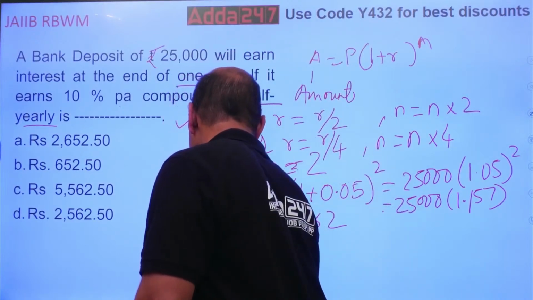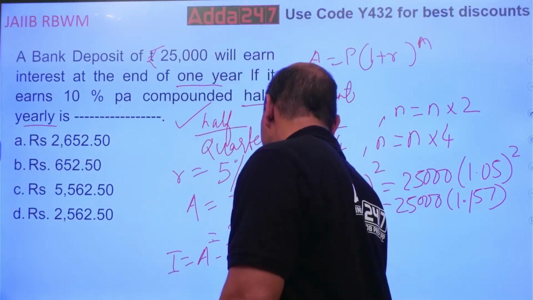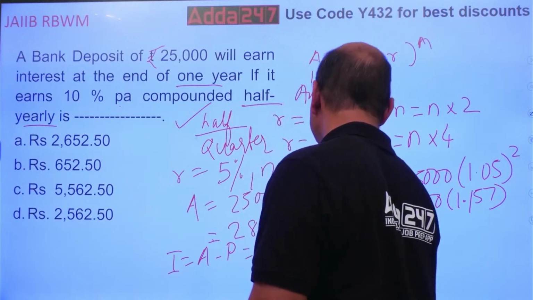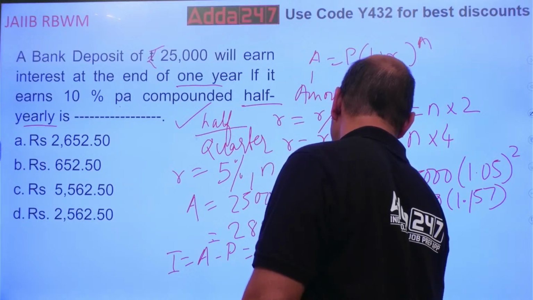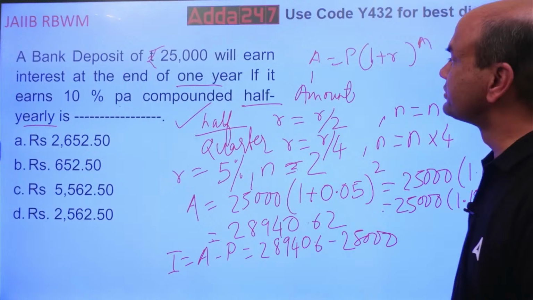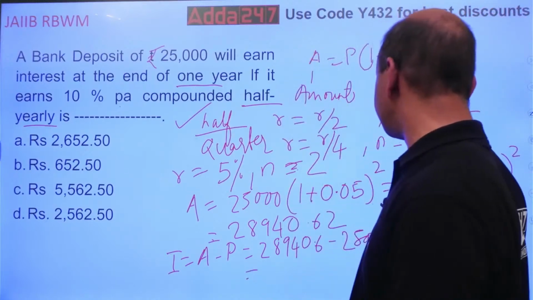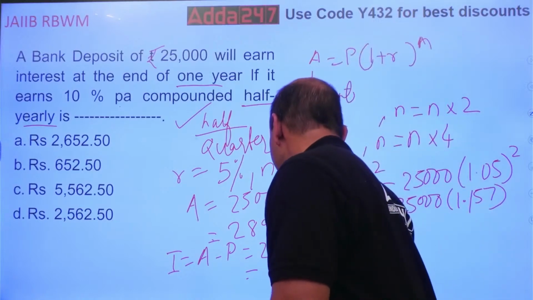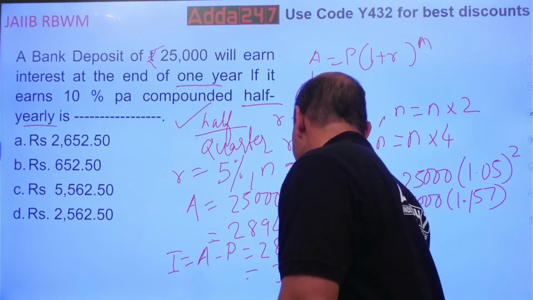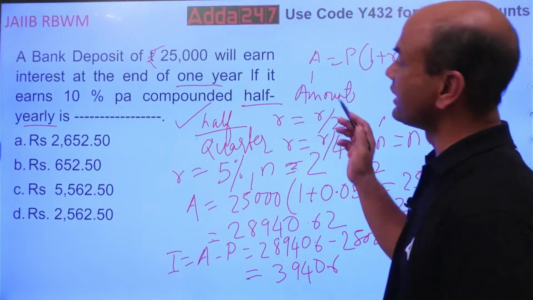A minus P. What is A? 28,940.6 minus P. What is P? 25,000, the principal. So now get the answer. It is 3,940.6. This much is the interest which you will be getting.